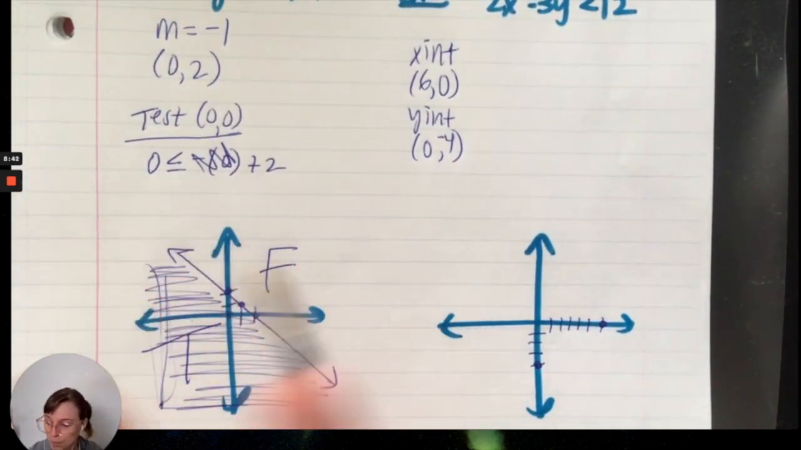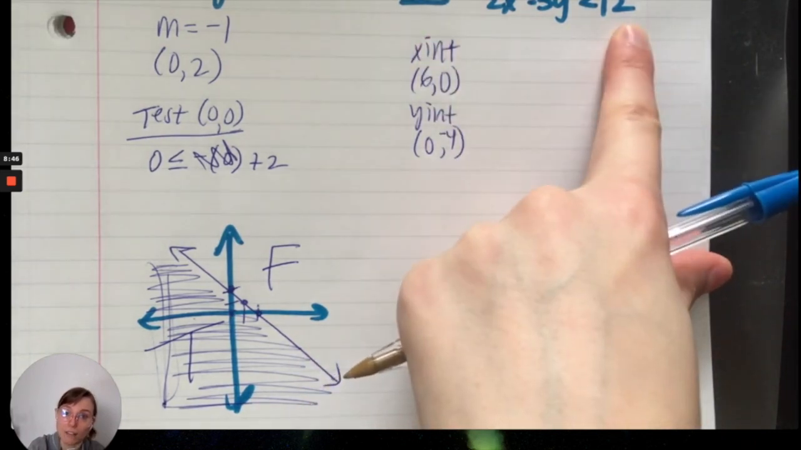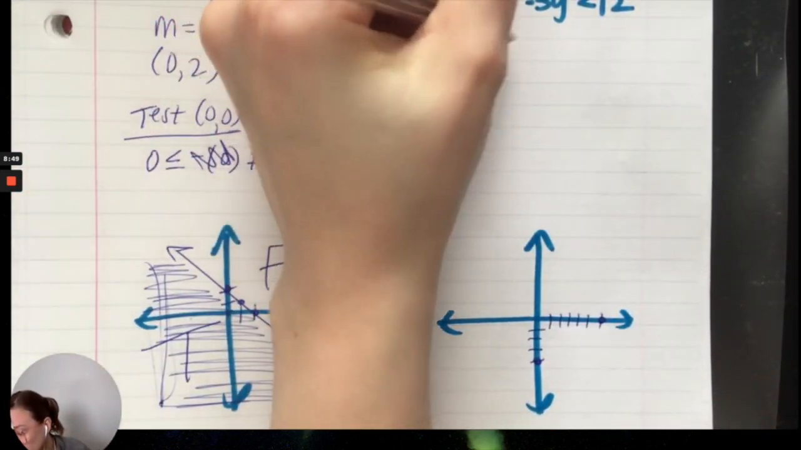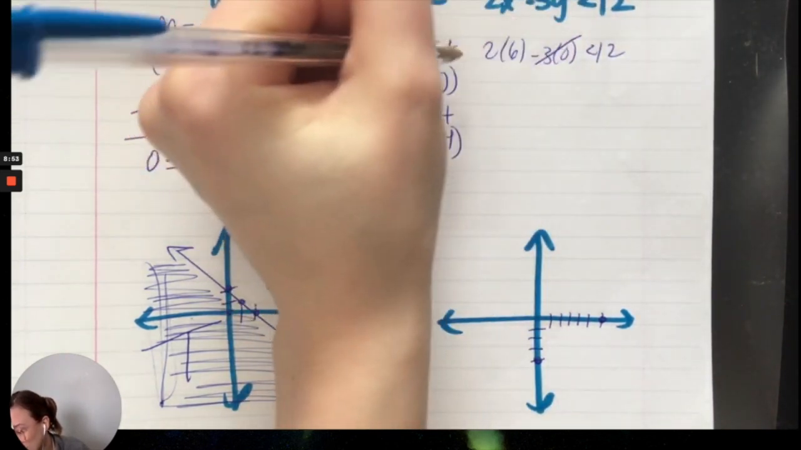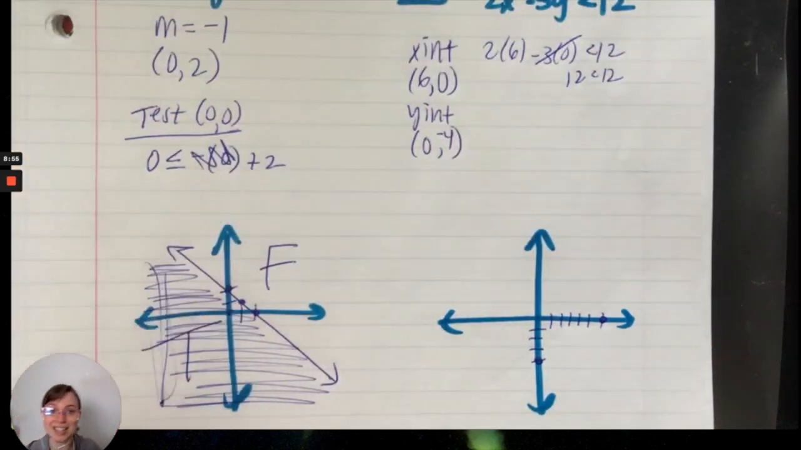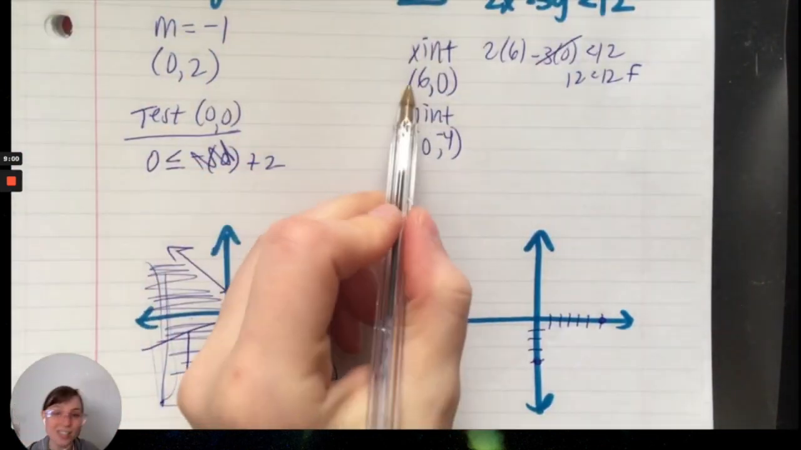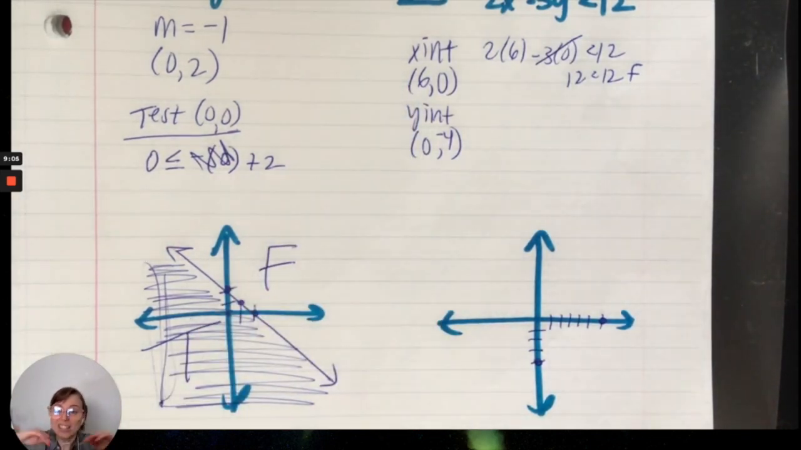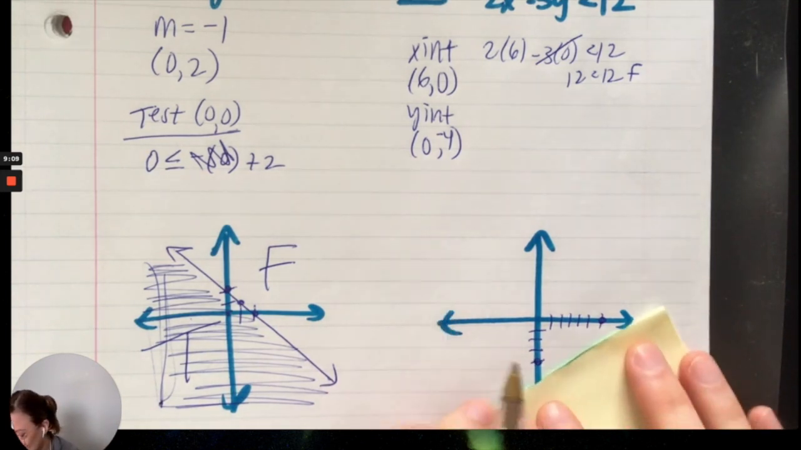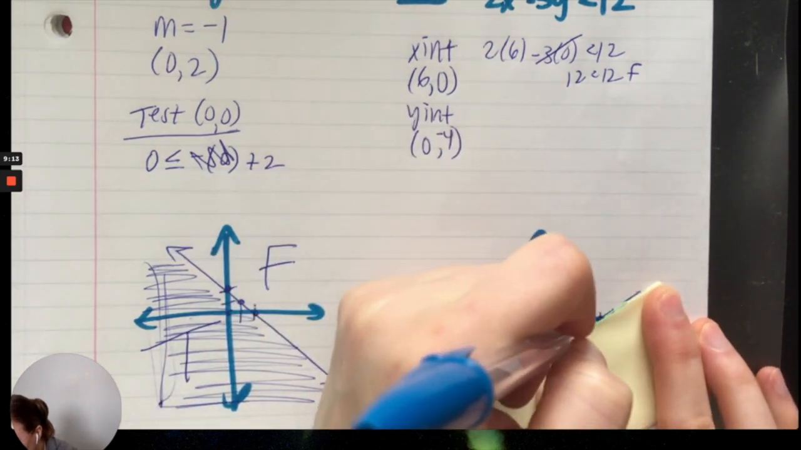Now I have my 2 points, and I want to make sure I'm doing a solid or dashed line. This does not have an equal to line under it. That means this line, if I substitute in, for example, 2 times 6 minus 3 times 0 less than 12, I'd end up with 12 is less than 12. Is that true or false? False. That means that this is not a viable solution. This one's not a viable solution. None of the points on the line are viable solutions. So instead of doing a solid line, we do a dashed line.